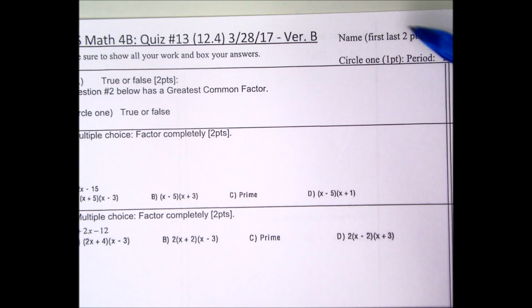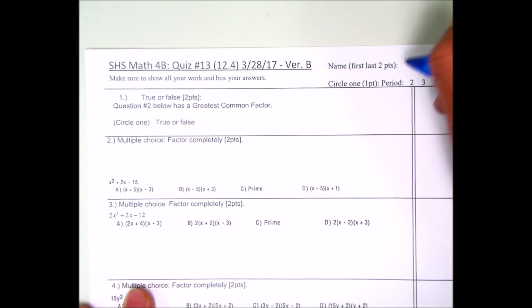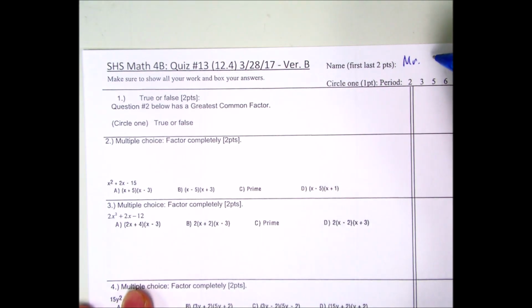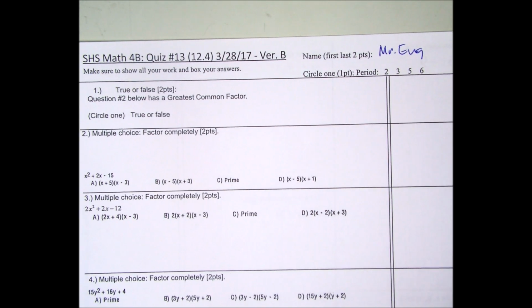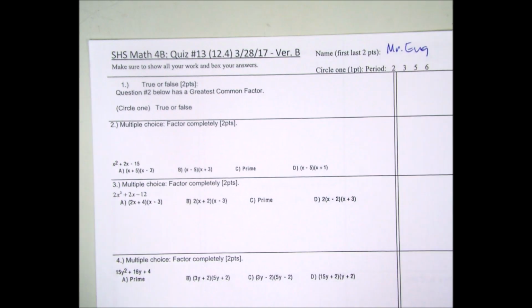Alright, so I give you guys 2 points. 1 point for writing your first name, and another point for writing your last name legibly, meaning I can read it. You got 1 point for correctly circling the right period.